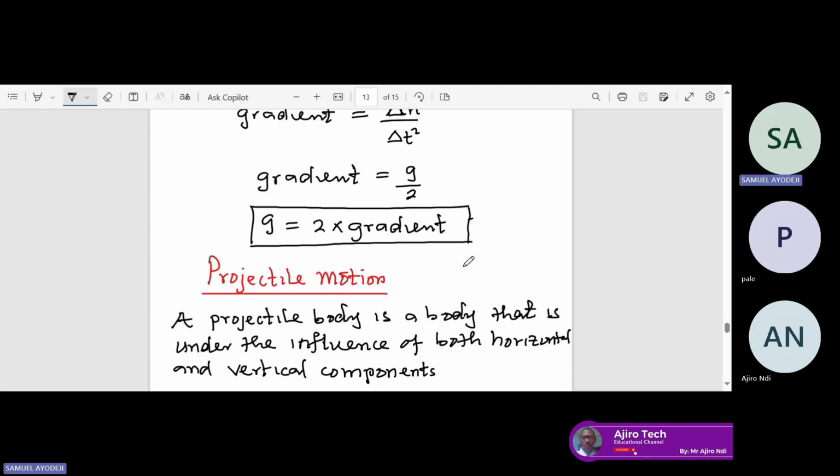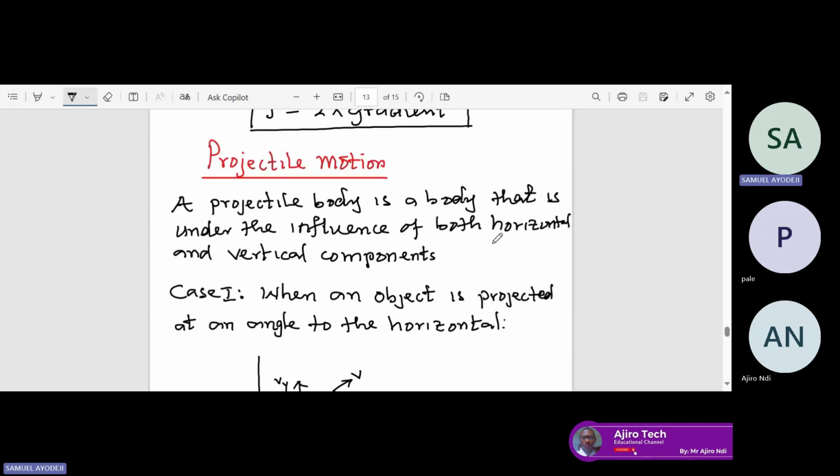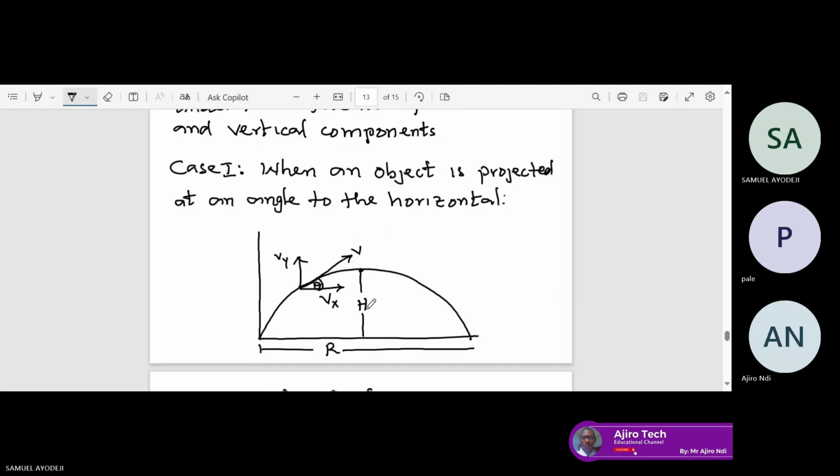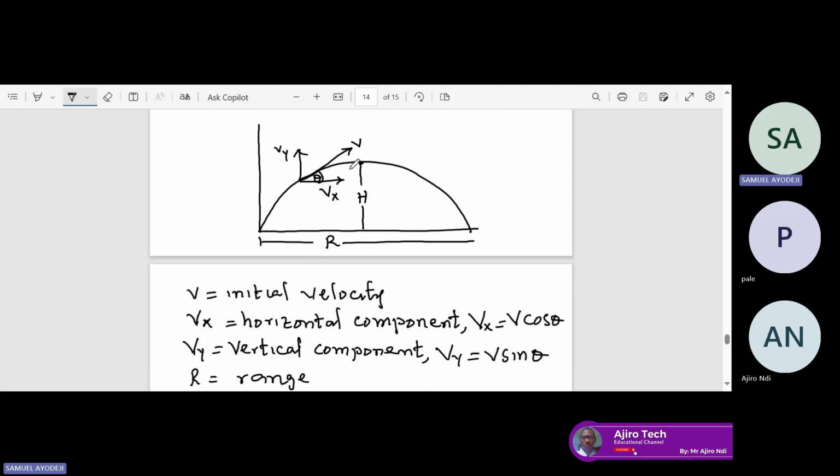The next thing, the last one, is a projectile. It's a body that is under the influence of horizontal and vertical components. There are two types of projectile. The first one, you will know from the question. The question will say an object is projected at an angle to the horizontal. So that's case one, when it's projected at an angle to the horizontal. You have the diagram here.